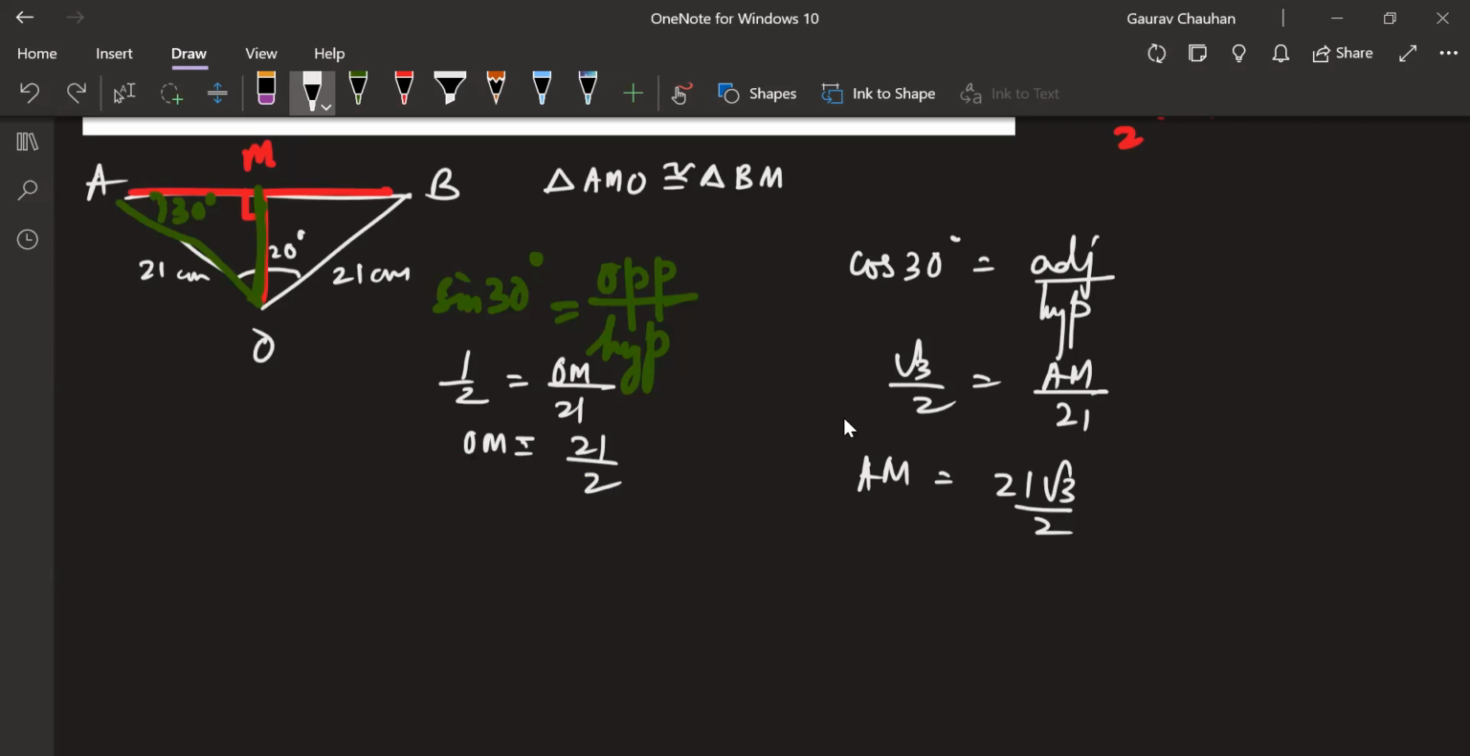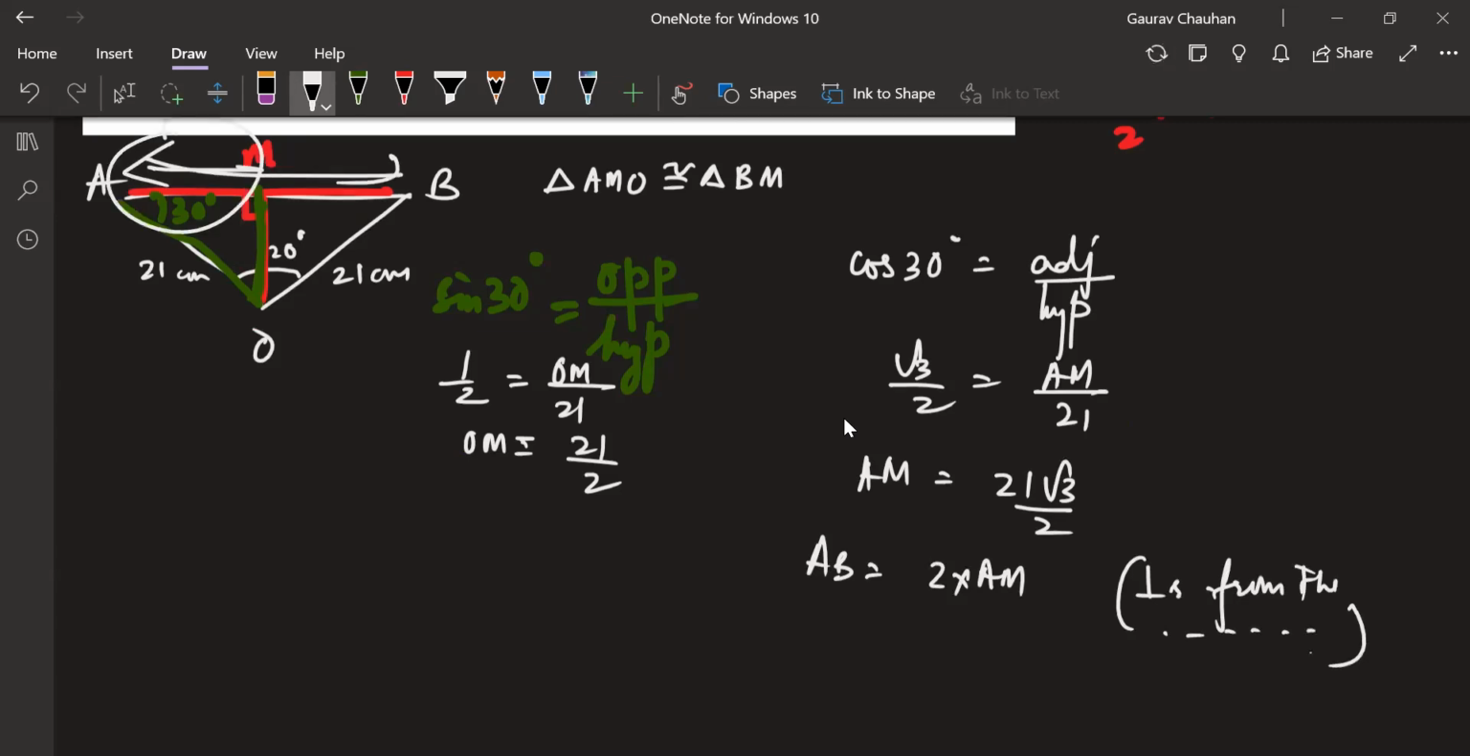You can do it two ways. I'll just go to the big triangle back. Now AB is equal to how much? 2 into AM, because the perpendicular from the center bisects the chord. So this I know. This full thing is double of AM.